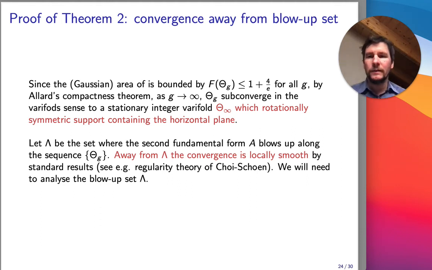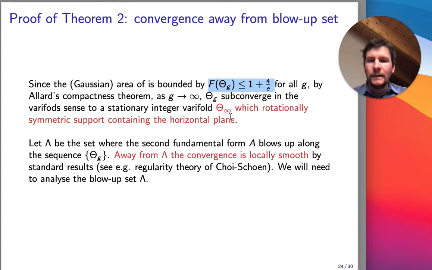Okay, let's say something about the proof of theorem 2. Okay. So first, remember we let the genus become larger and larger, but we have this uniform bound on the Gaussian area. That works independently of the genus G. That's just a bound that comes from the fact that our min-max sweepout has Gaussian area bounded by the area of the plane and the sphere. Okay, and the largest sphere is the one of radius 2 with area 4 over e.